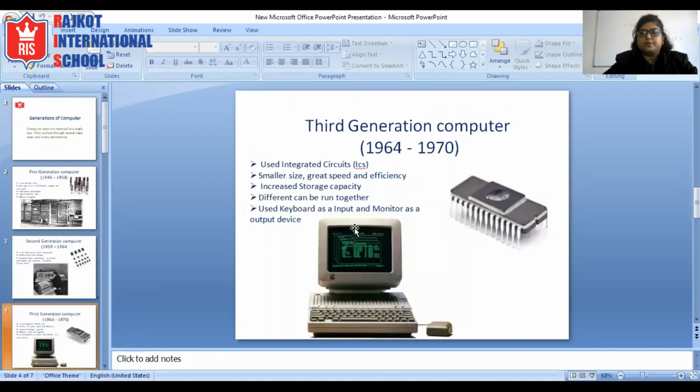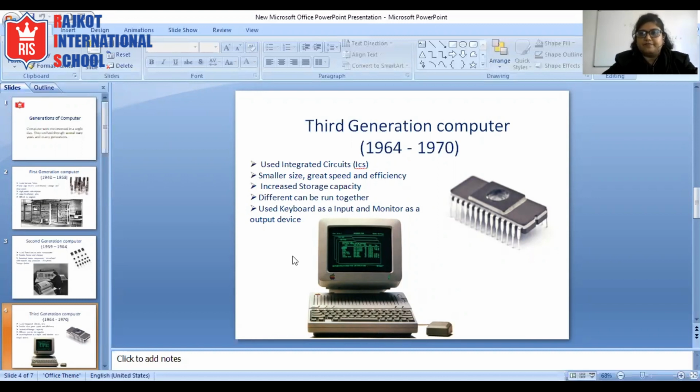So now the third generation computer. Third generation computer used integrated circuits, known as ICs, or we can call them chips as well. The duration of this computer is 1964 to 1970. Compared to first and second generation computer, this computer is smaller in size. You can see the picture of this generation of computer.